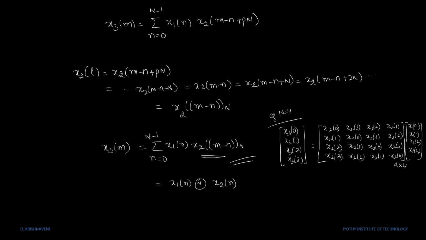I hope you remember linear convolution of two sequences. The formula was y of n is equal to summation k equal to minus infinity to infinity x of k h of n minus k, or summation h of k x of n minus k. Similarly here also you can circularly shift x2 of n and multiply with x1 of n, or circularly shift x1 of n and multiply with x2 of n.